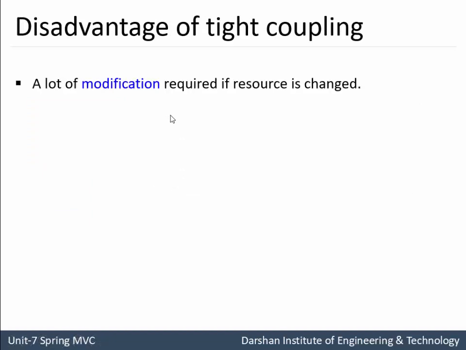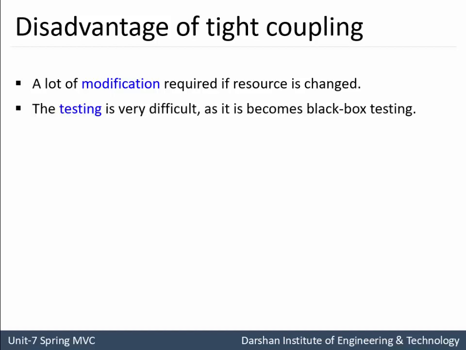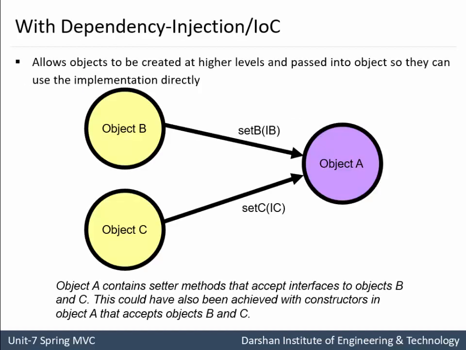Disadvantage of tight coupling: a lot of modification is required if resources change. For example, if class A is changed, or if class A is deleted, then what to do with the references of class B and C? So this will become a problem if modification is required in your code. Testing is also difficult as it becomes a kind of black box testing. So these two are the main disadvantages of tight coupling.